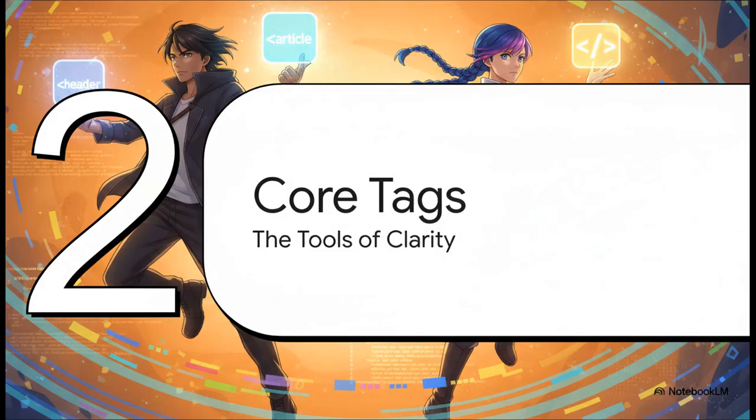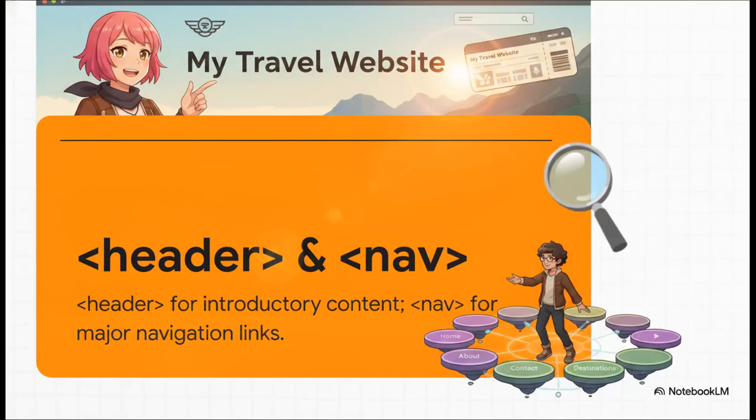Section 2. Core Semantic HTML Tags, the tools of clarity. Let's meet the heroes replacing our generic divs. First up, we have the header and nav tags. The header tag's whole purpose is to represent introductory content. Think of a real-world travel website, the part at the very top containing the main title and logo. In your code, you just wrap that in a header tag.